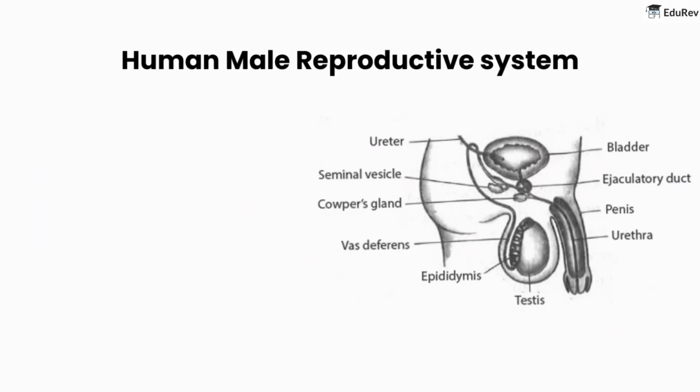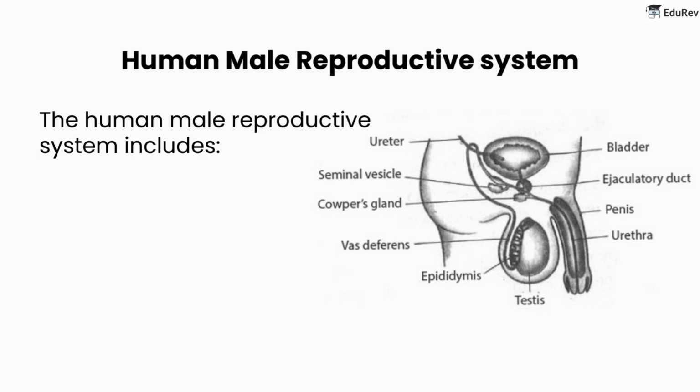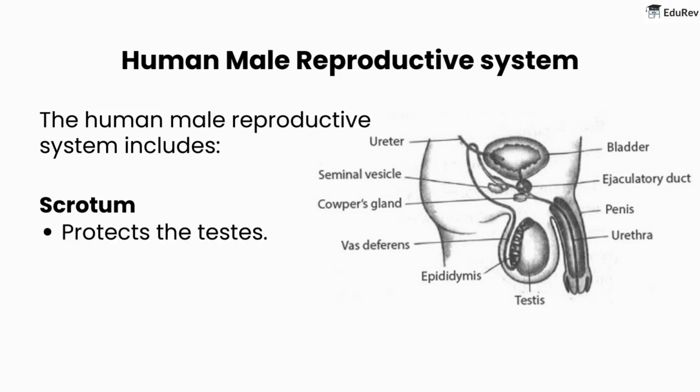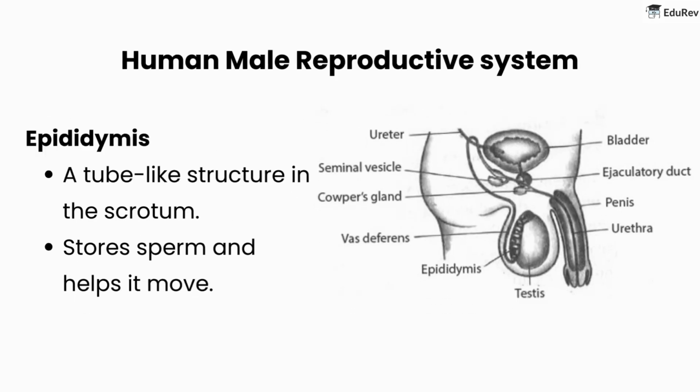Human male reproductive system. The human male reproductive system includes testes, which occur in pairs, make sperm, and make the male hormone testosterone. Scrotum: protects the testes and keeps a lower temperature than the body. Epididymis: a tube-like structure in the scrotum that stores sperm and helps it move.